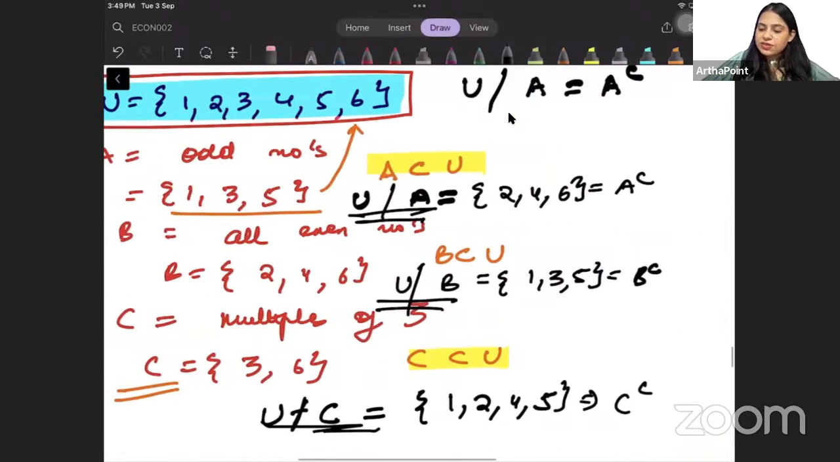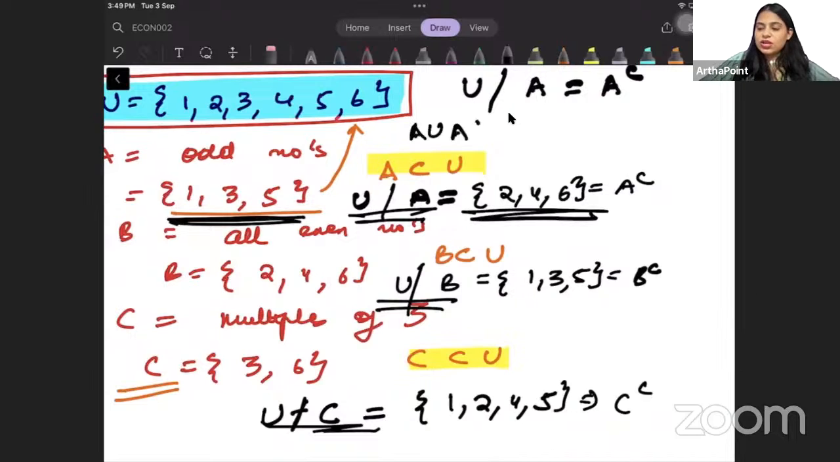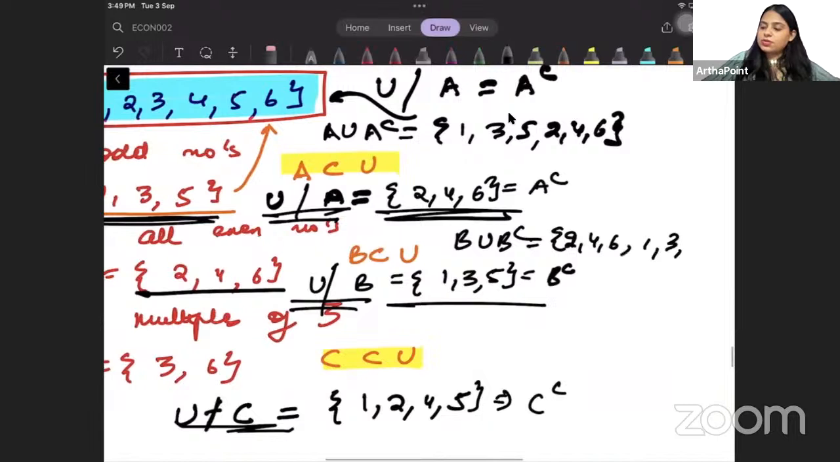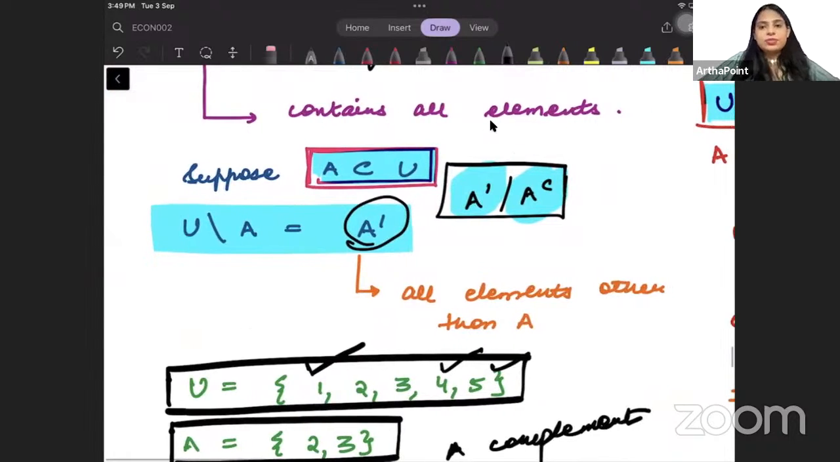Like this. So A is 1, 3, 5. A complement is 2, 4, 6. So what is A union A complement? All elements of A and A complement. This is the universal set. B is 2, 4, 6. B complement is 1, 3, 5. So what is B union B complement? All elements of B and B complement. That is nothing but your universal set. So when you take all elements of A and A complement, you get the universal set.